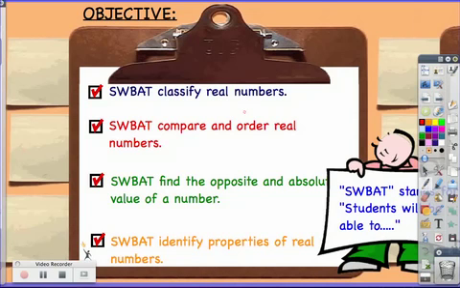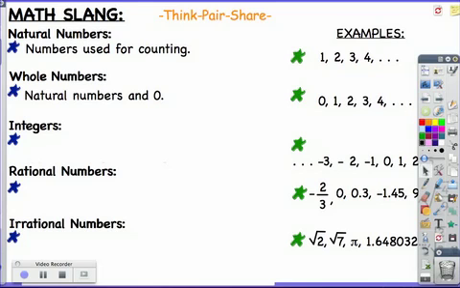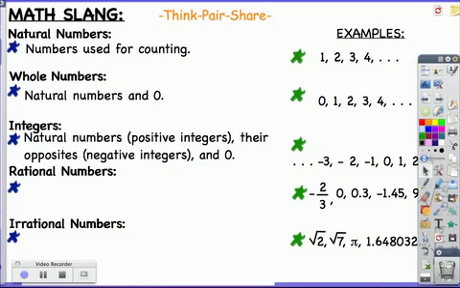So, the classifications of real numbers. Natural numbers, like 1, 2, 3, 4, are our counting numbers. Whole numbers, which include 0, 1, 2, 3, 4, etc., are all the natural numbers and 0. Integers, like -3, -2, -1, 0, 1, 2, and 3, are natural numbers, which are positive integers, their opposites, which are negative integers, and 0.